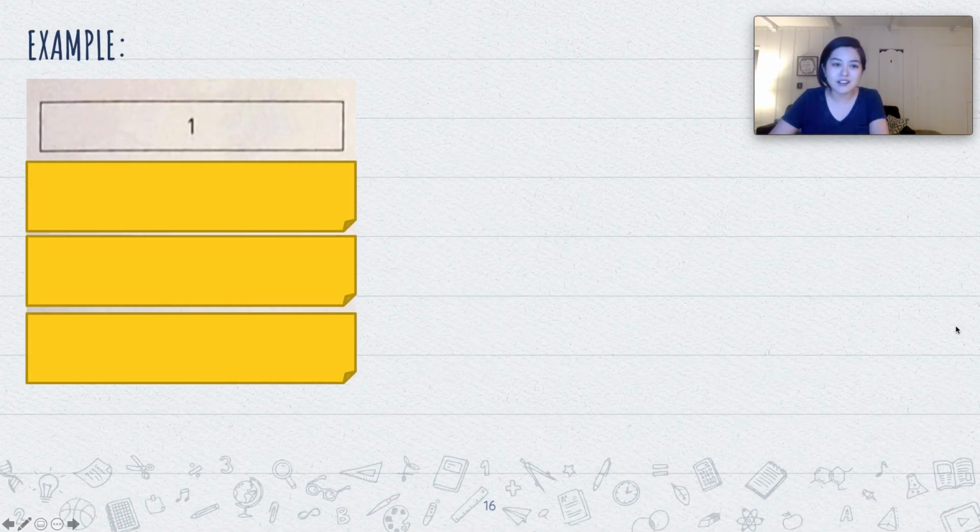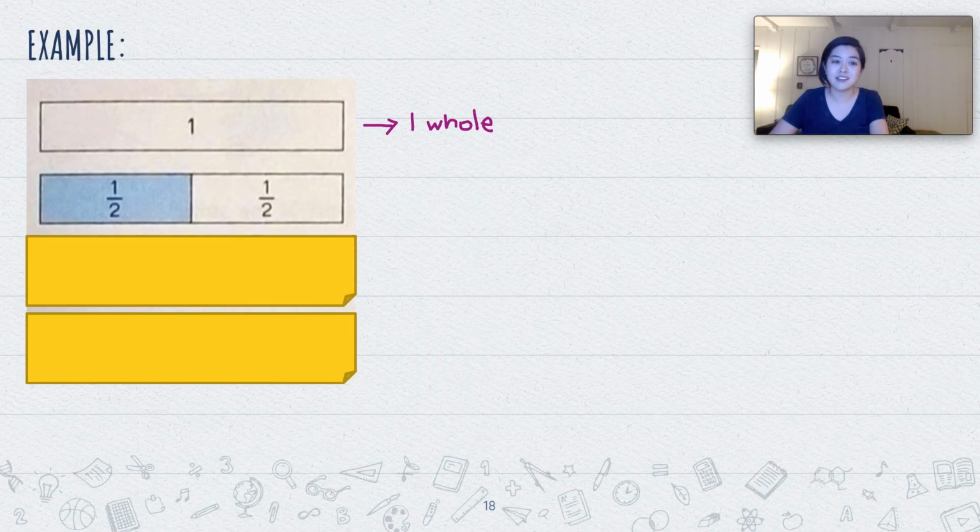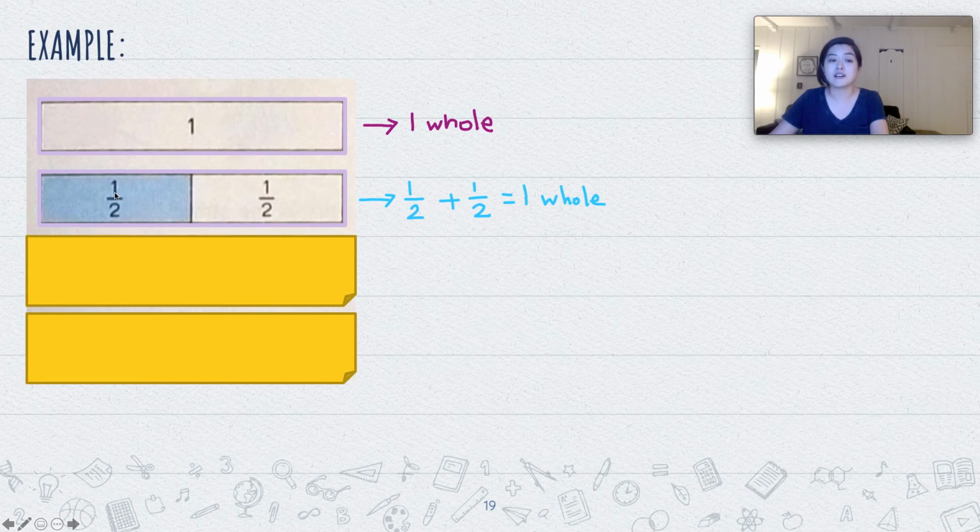Okay? So we have one whole. And here we have another bar model, but this bar model is also the same size as the one whole, but it's divided into 2 parts. Do you see that? So this is one half, and then this is another half. And so we know that 1/2 plus 1/2 is one whole, because when I add this and this, it's the same size as this one whole.